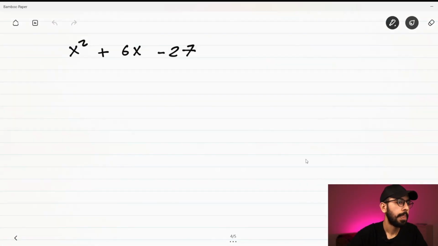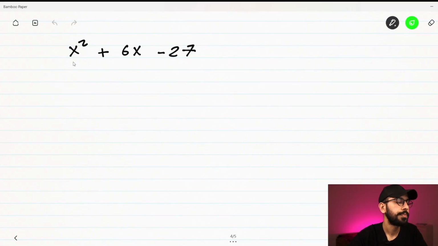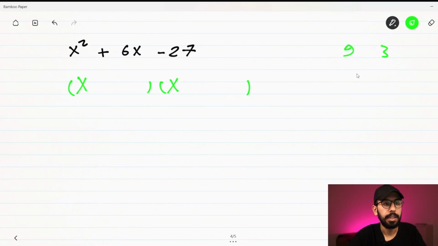Let's take another example. In this example, we have x squared plus 6x minus 27. The same process here too. We make two brackets. The first one has the two variables that multiplied to each other give x squared, which is obviously x and x. And here we need to put two numbers that multiplied to each other give 27, which is, I think, 9 and 3.